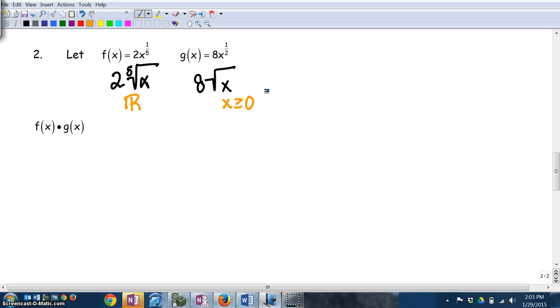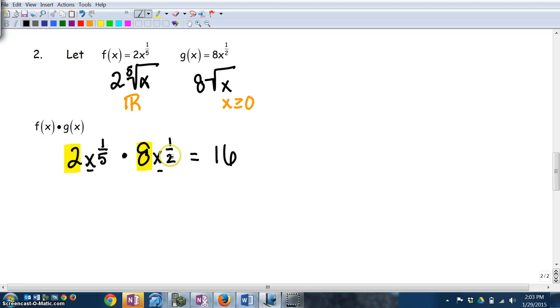All right, so now we're going to do f of x times g of x. And it's up to you whether you want to stick with the roots or with the fractional exponents. They are the same thing. Remember, you can go back and forth as much as you want. I'm going to use just the ones that were given to us. Okay, so I'm going to multiply my 2 and 8 and get 16. And remember, when you have the same base and you're multiplying, we add our exponents.